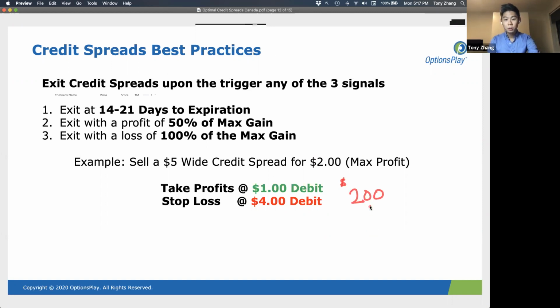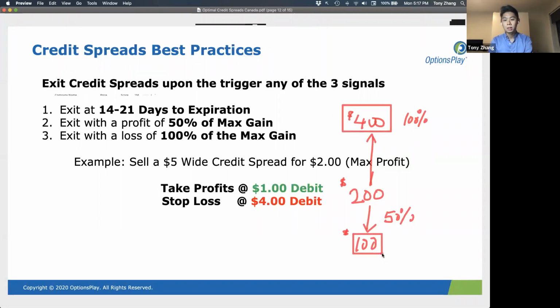When you make 50% of that, right? So when it goes from 200 to 100, that's time to take profits. That's 50% of the max gain, right? On the flip side, if the trade goes south and starts to rise in value 100%, then it goes from 200 to 400. That is a 100% gain in terms of the max profit, and that's when you want to cut your losses. So this is where you want to cut losses, and this is where you want to take profits.